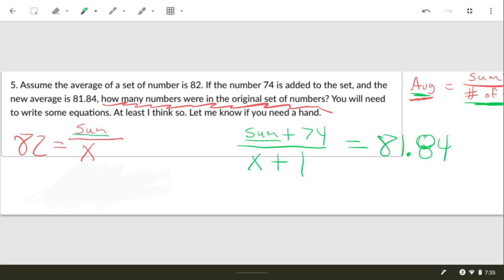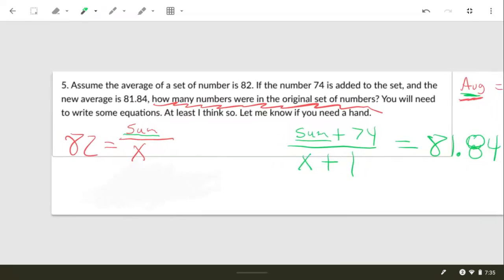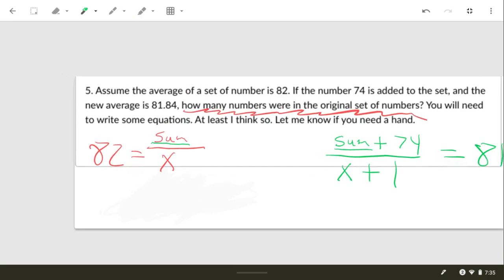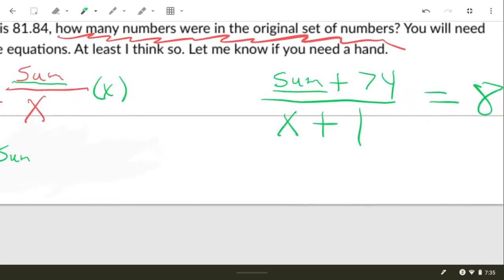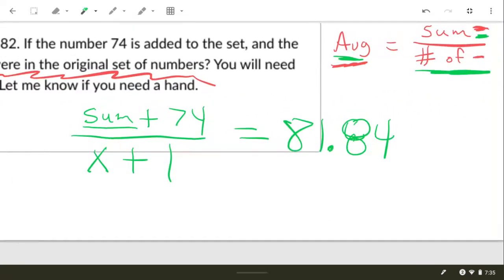We're not going to be solving for the sum. Well, actually, I guess I am solving for the sum-ish, but I'm not going to get an answer out of it. What I'm going to do is take this equation here and get the sum by itself. So if I multiply through by x, I'm going to get 82x is equal to the sum.